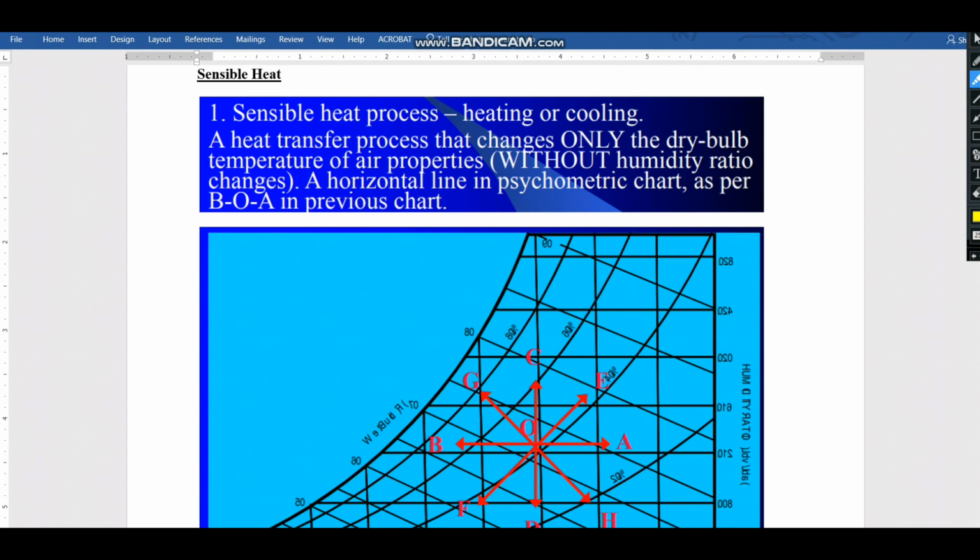So the next one is sensible heat. Sensible heat is a heat transfer process that changes only the dry bulb temperature of air, without the humidity ratio changing. You can see this BOA line in the psychrometric chart, and you know that in the X direction of the psychrometric chart there will be the dry bulb temperature, at the bottom. So along BOA, sensible means only the dry bulb temperature changes. There is no change in the humidity ratio.